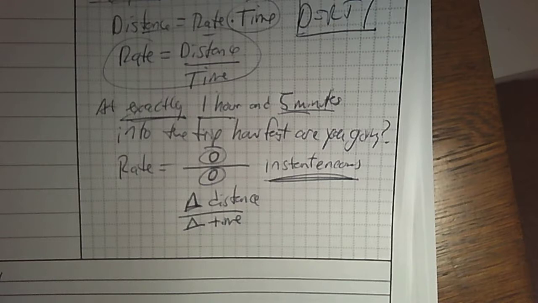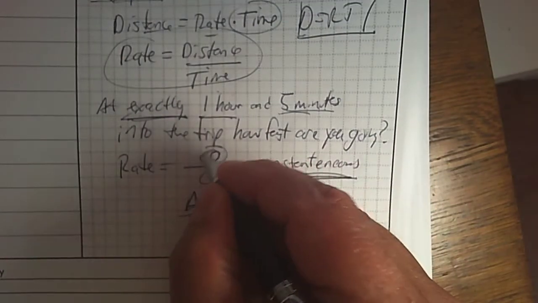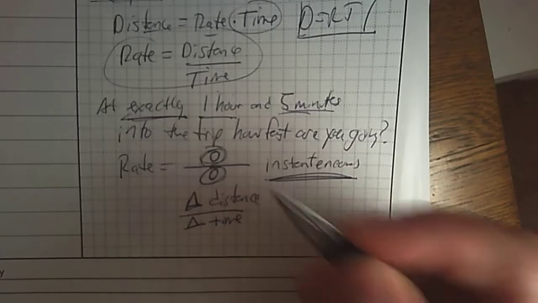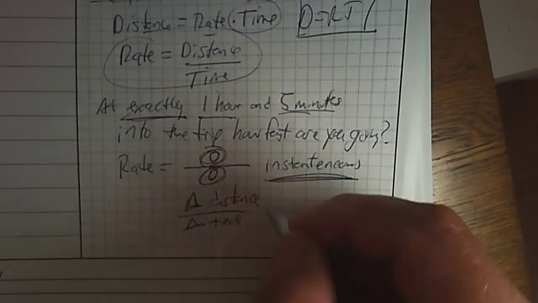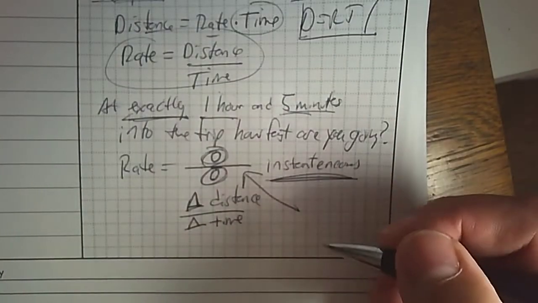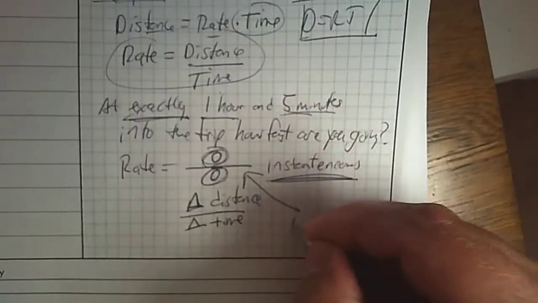So I know there's an instant, and we're going to use the word velocity coming up soon enough, but we know there's something that's instantaneous, but we don't know what it is. So we have no change in distance, no change in time. There's a special word we use for this, and that is not undefined, but it's indeterminate.